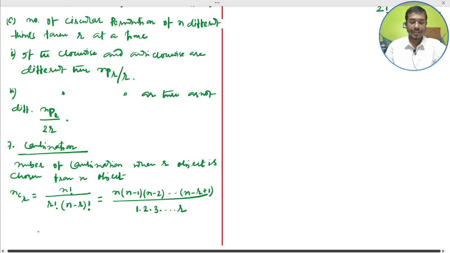And the combination of r objects from n is the same as the combination of n minus r objects from n. That is an important property: nCr is equal to nC n minus r. Next, the important identities.